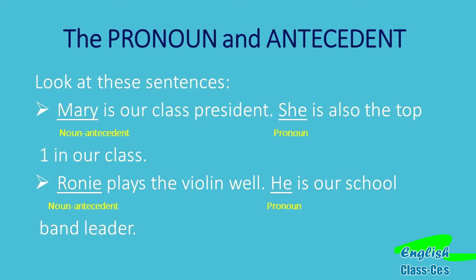Look at these sentences. Mary is our class president. She is also the top one in our class. The noun antecedent is Mary, which is being replaced by the pronoun she. Ronnie plays the violin well. He is our school band leader. The noun antecedent is Ronnie, replaced by the pronoun he.